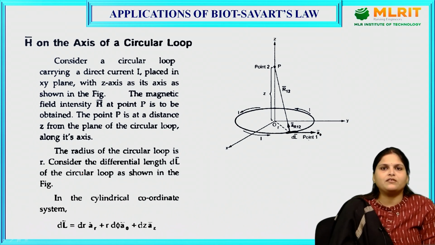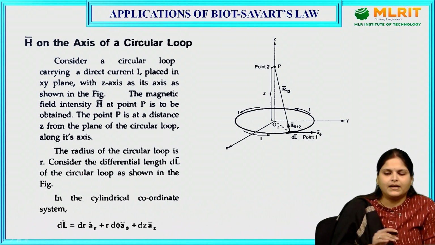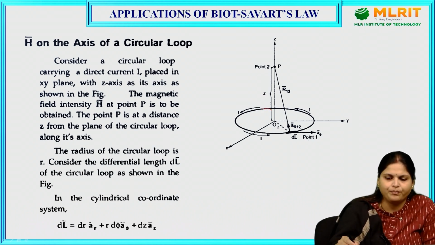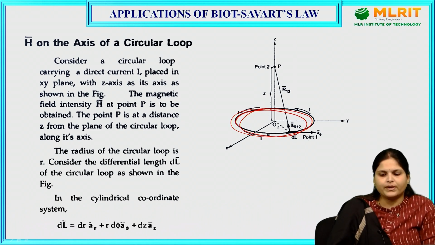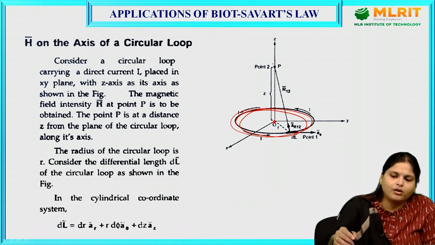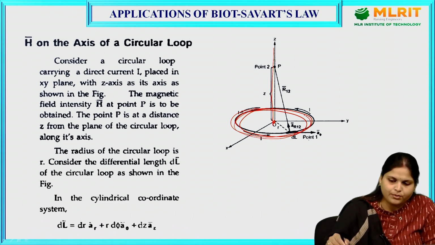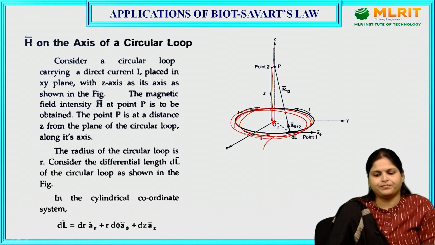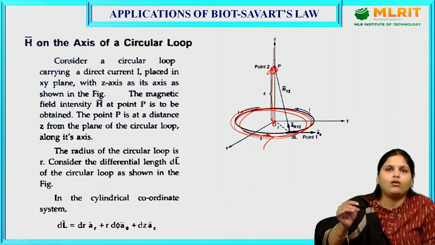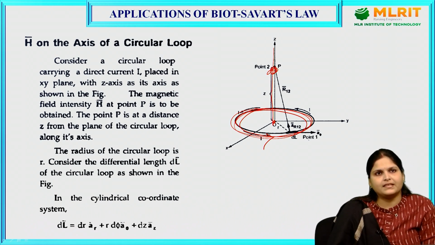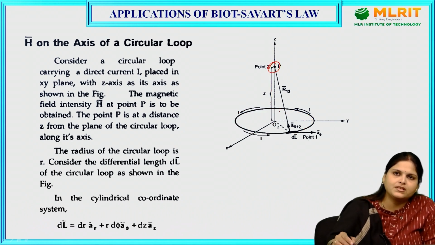The third application is that we can find the magnetic field intensity on the axis of a circular loop. What is the meaning of that? See this arrangement here: the circular loop is in the xy plane, its center is along the z-axis, and in this circular ring the current is flowing. Due to this, we need to find the field intensity at point P, which is located on the z-axis. So this is the point where we are finding the field intensity due to this circular loop.